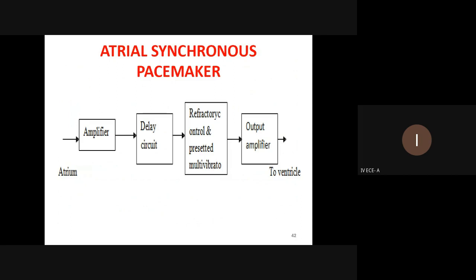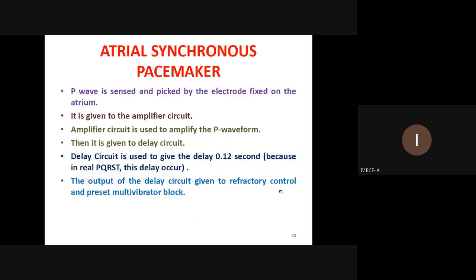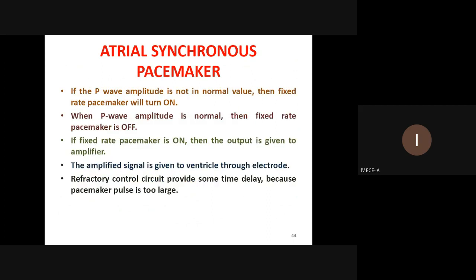Okay, so next one, the atrial synchronous pacemaker. Here an amplifier, delay circuit, refractory control, preset multivibrator, and output amplifier are used. In the atrial synchronous pacemaker, the P wave is sensed and picked up by the electrode fixed on the atrium. It is given to the amplifier circuit, which is used to amplify the P waveform. Then it is given to the delay circuit, which gives a delay of 0.12 second. The output of the delay circuit is given to the refractory control and preset multivibrator block.